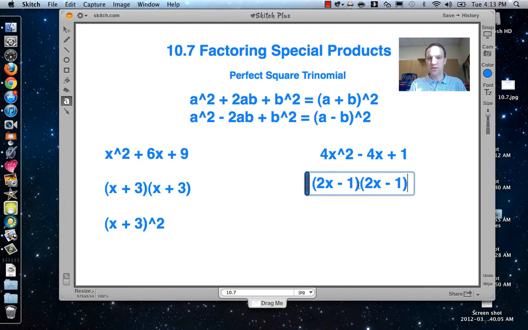Now let's check to see if that works. So we get 4x squared. We get a negative 2x plus another negative 2x, which is negative 4x. And negative 1 times negative 1 is positive 1. This checks, so this is the right answer.